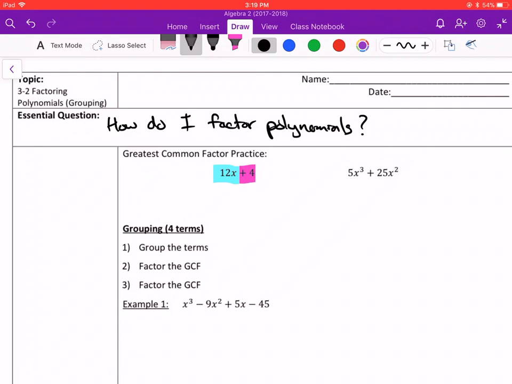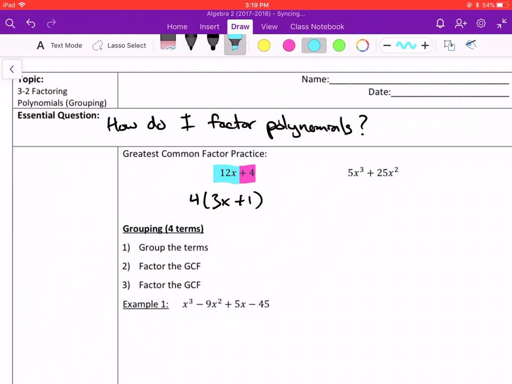Well, 12 and 4, looking at just the numbers, 4 goes into both, right? So can I take out a 4? Yeah, and then just go ahead and divide those. 12 divided by 4 is 3, and there are no x's on the 4, so leave the x. 4 divided by 4 is 1, and I've successfully taken out the greatest common factor. All right, do the same here.